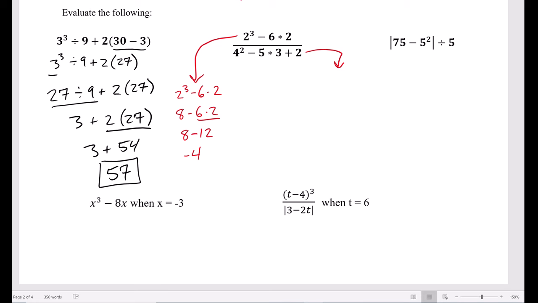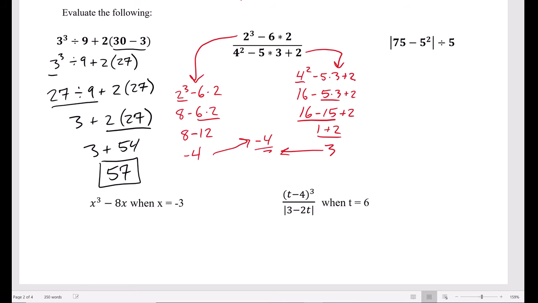Over here, I'll take care of the bottom. So we've got 4 squared minus 5 times 3 plus 2. Once again, I'm dealing with the exponent first. 4 squared is 16 minus 5 times 3 plus 2. Next, I'll deal with the multiplication. I get 16 minus 15 plus 2. And then I have addition and subtraction from left to right. So I deal with 16 minus 15 first. That is a 1. Then we take care of our addition, and we have 3. Lastly, I put those two back together. This goes in the top, this goes in the bottom, and we end up with negative 4 over 3, negative 4 thirds.